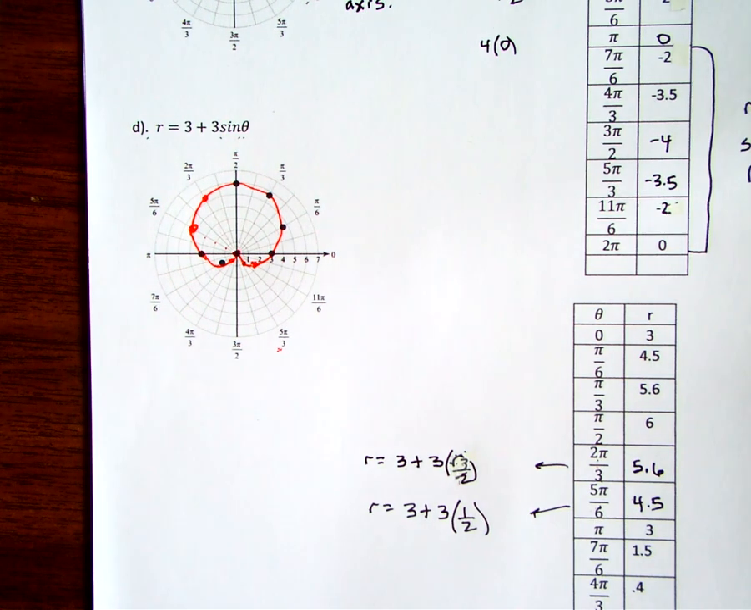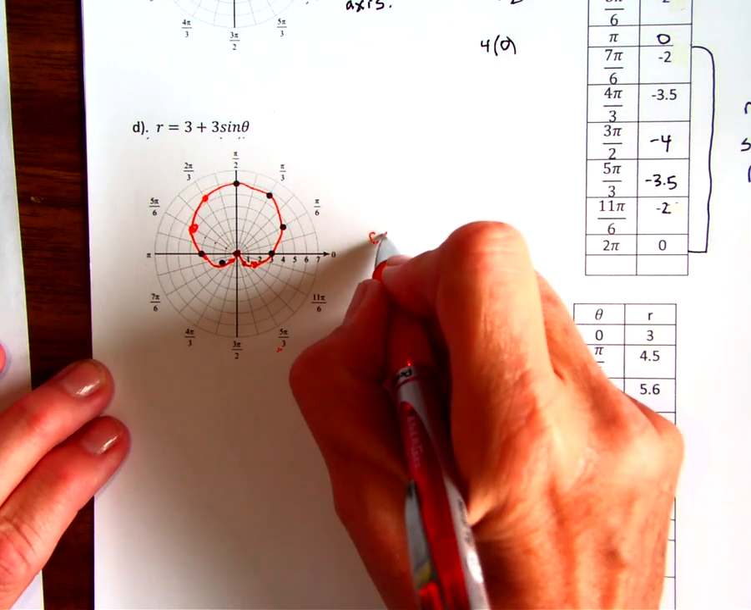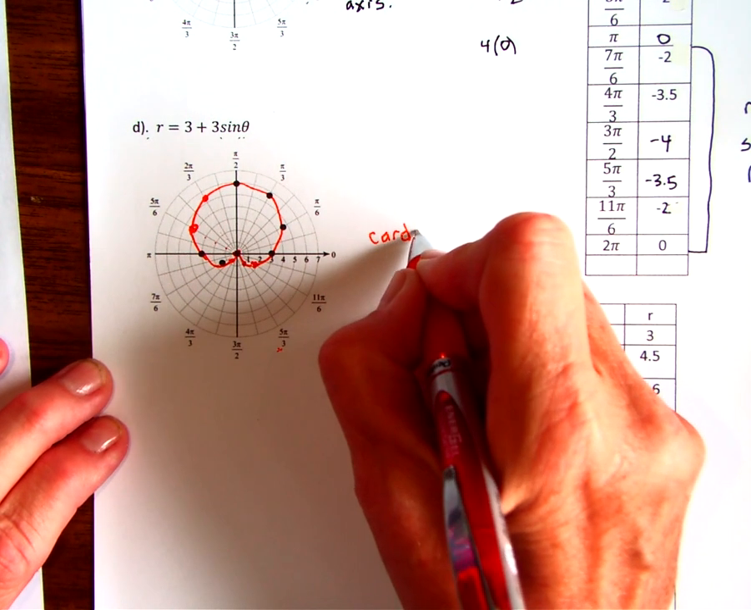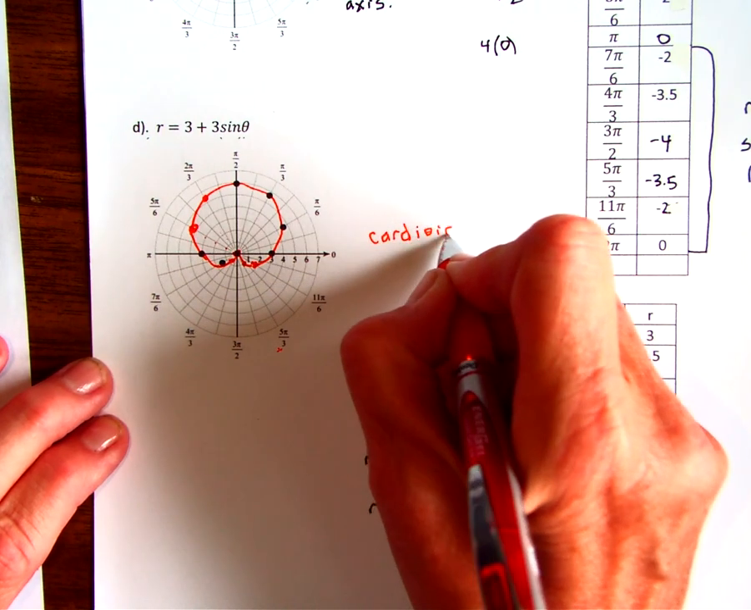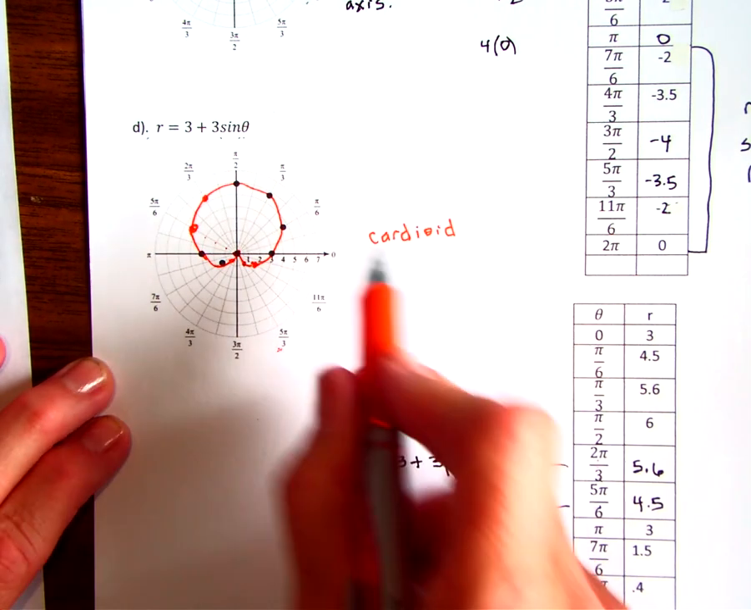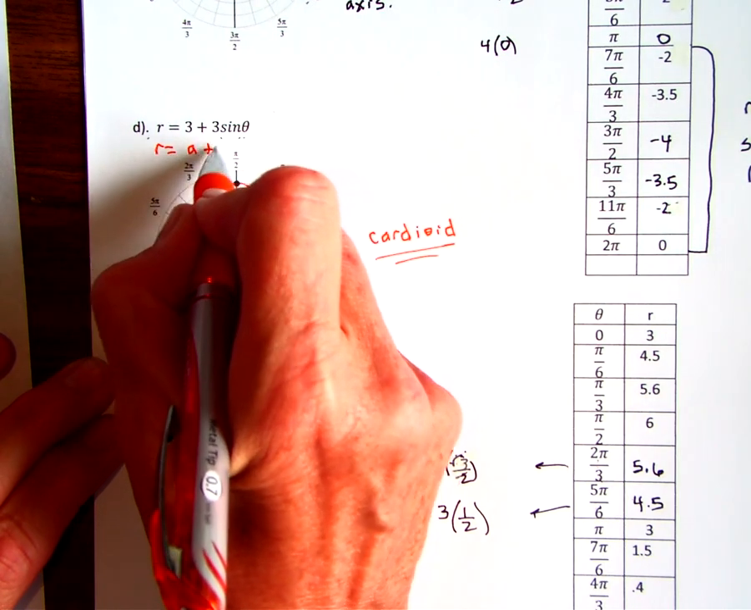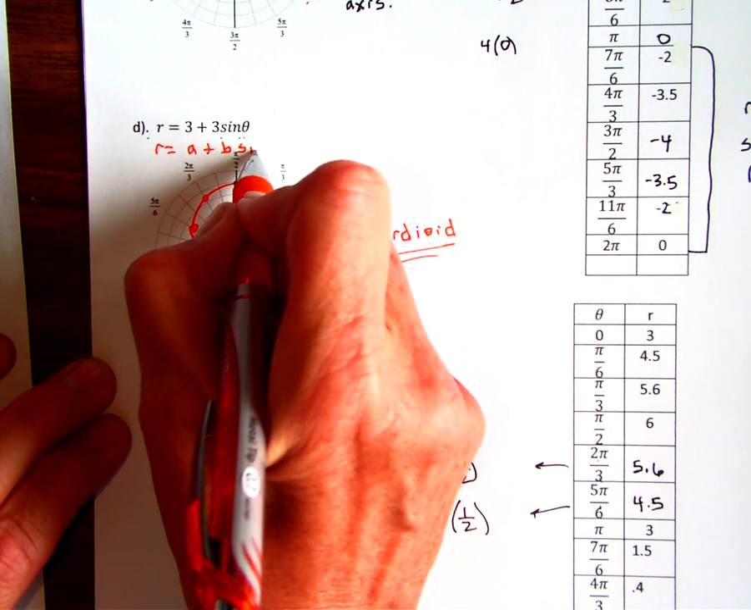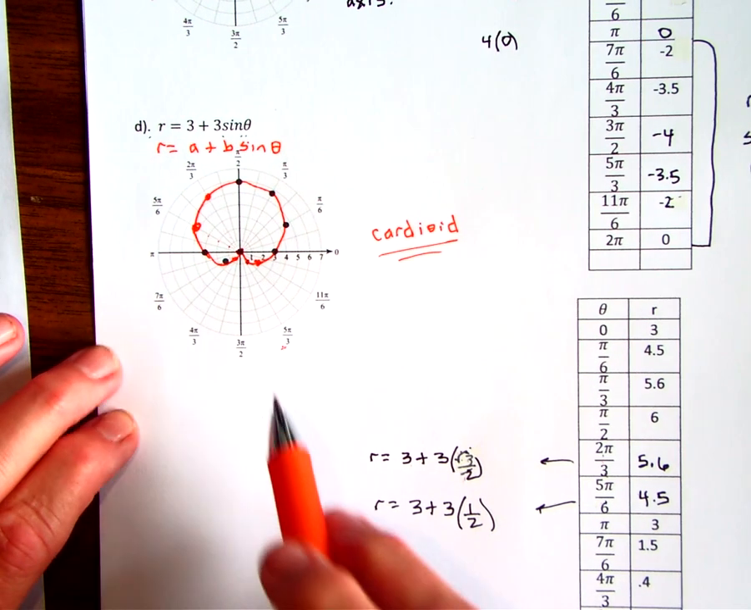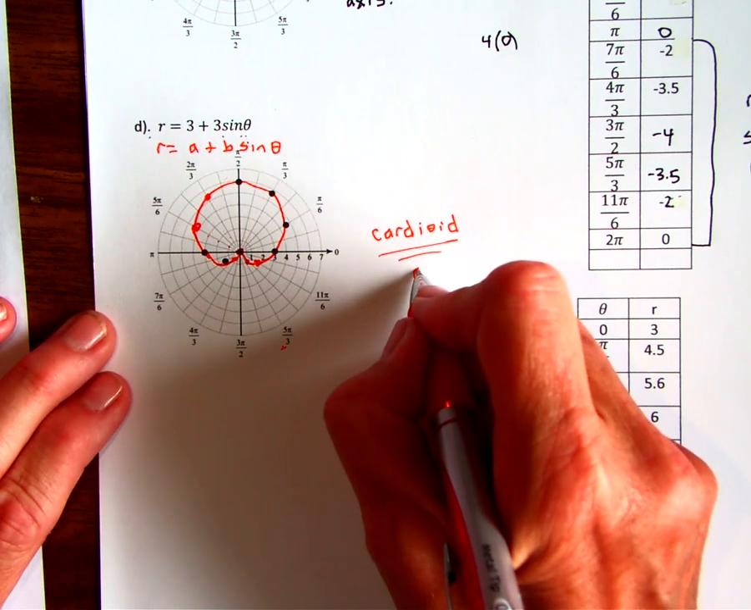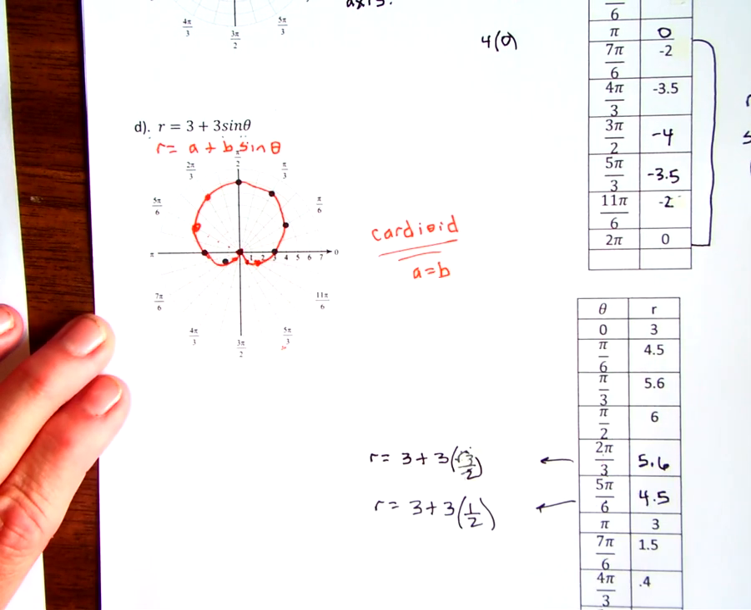Okay. So this guy is called a cardioid because it looks like a heart. And how you can tell it's going to be a cardioid, there was a general equation. It can either be sine or cosine. And if your A and B are equal, you have a heart shape.